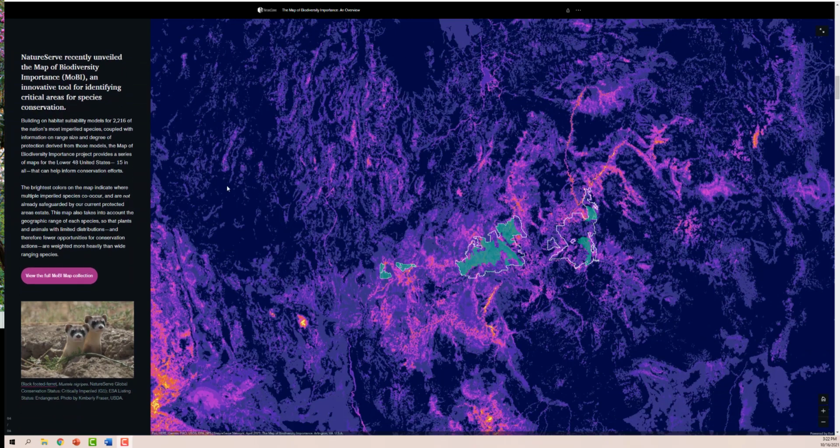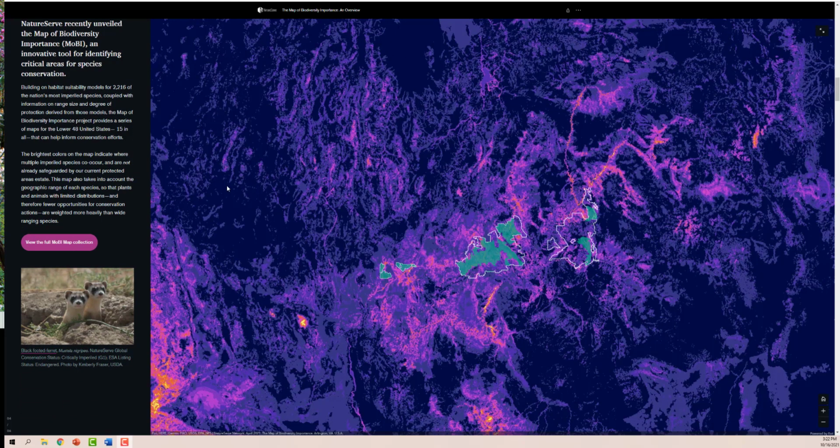And so NatureServe has recently, in 2021, unveiled the Map of Biodiversity Importance. And this is an innovative tool for identifying critical areas for species conservation. We're not going to explore it in this video, but I will point you here. There is an external website that you can explore that has the full collection.